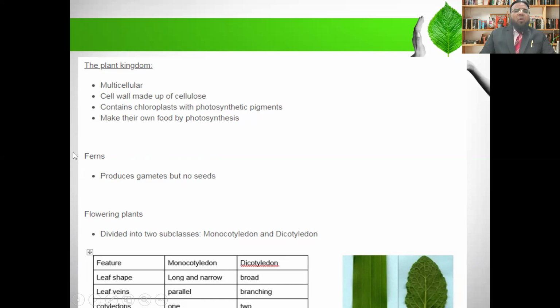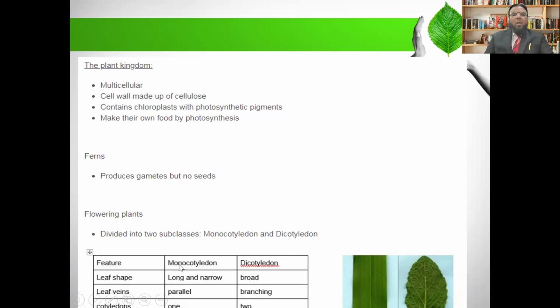Another type of organism is ferns, which produce gametes but no seeds. Plants are also classified into the flowering plants, and flowering plants are further divided into monocotyledon and dicotyledon. Now, what is the difference between monocotyledon and dicotyledon?